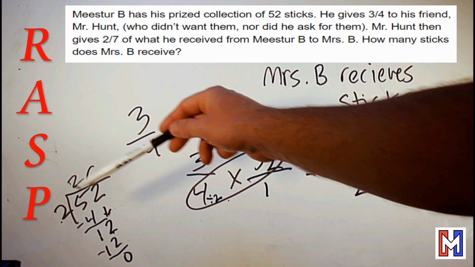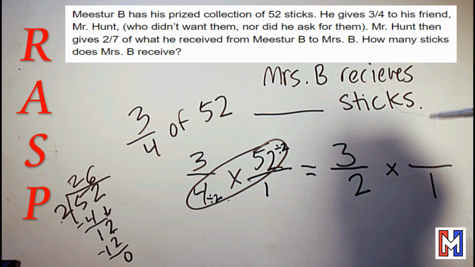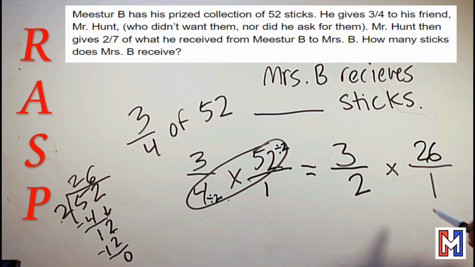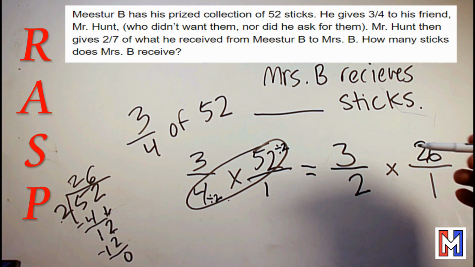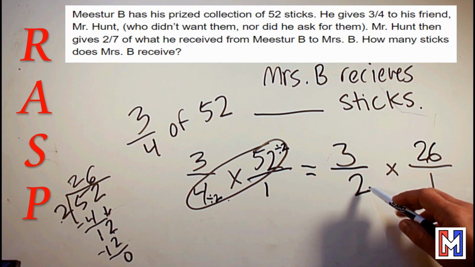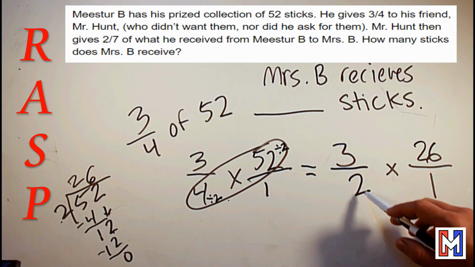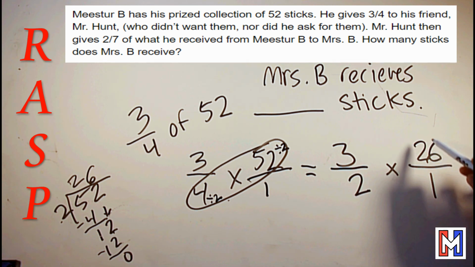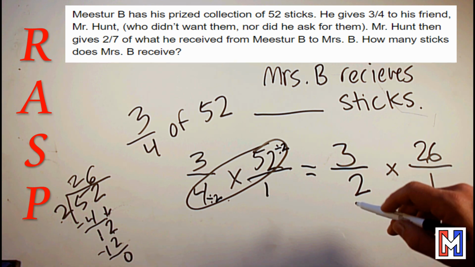All right, so 26 is 52 divided by 2. All right, so that's a little bit better. Not amazing, but better. All right, so now we have 3 over 2 times 26 over 1. Now I could still cross simplify these two, but at this point, I'm just gonna solve it.